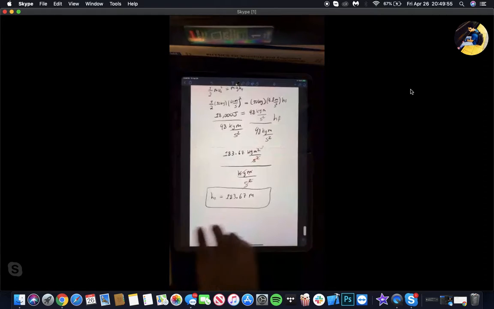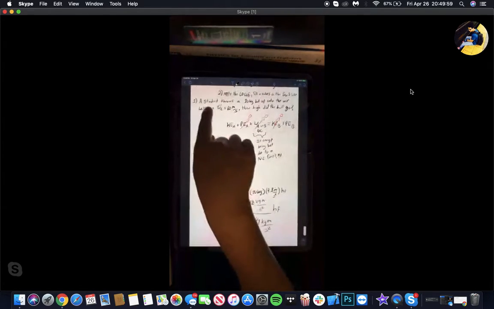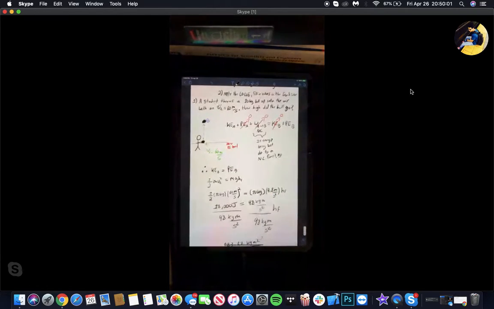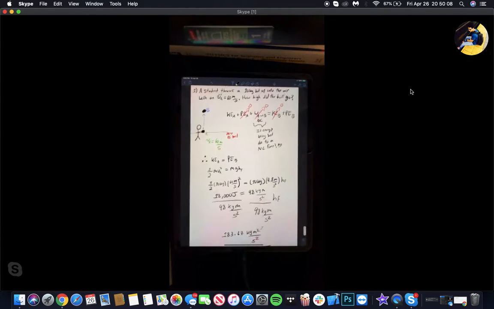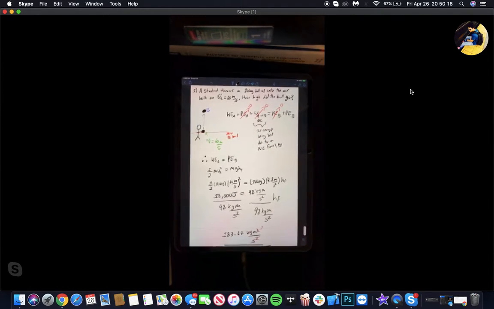So what did we just find? We found the final height. It said that a student throws a 10-kilogram ball up into the air. We never did finding the height before, right? Yeah, but with kinematics. You could probably still do this with kinematics, but this is with energy. It's another way to do it.